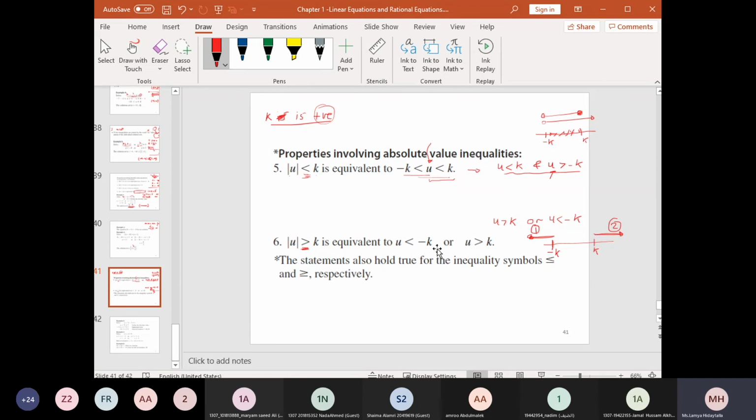Clear? So in the case of less than k, where k is positive, the solution is the intersection of the intervals: u greater than minus k and less than k. In the case of greater than, or greater than or equal to k, the solution is this or that.